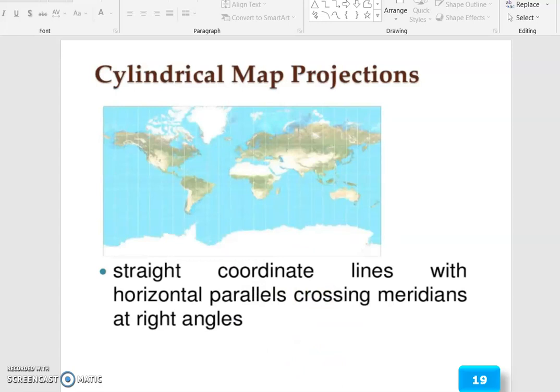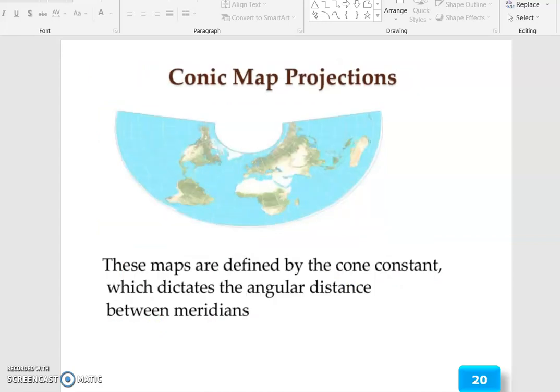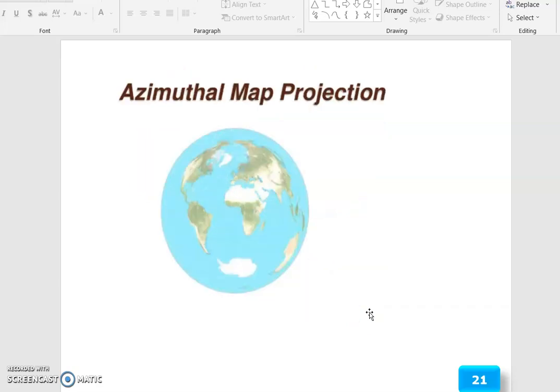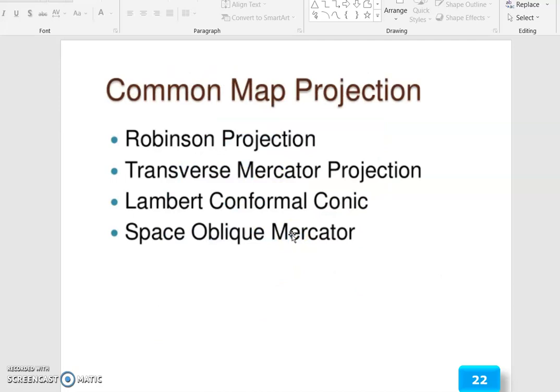In the cylindrical map projection, there are straight coordinate lines with horizontal parallels crossing meridians at right angles. In the conic map projection, these maps are defined by the cone constant, which determines the angular distance between meridians. Then the azimuthal map projection. The common map projections are the Robinson projection, transverse Mercator projection, Lambert conformal conic, and space oblique Mercator.